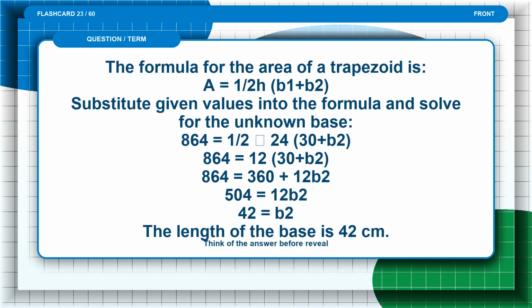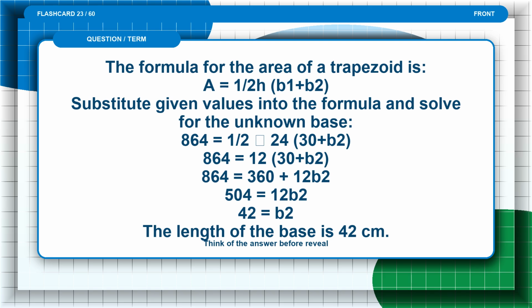Flashcard 23. The formula for the area of a trapezoid is A equals 1/2 h (B1 plus B2). Substitute given values into the formula and solve for the unknown base. 864 equals 1/2 times 24 times (30 plus B2).